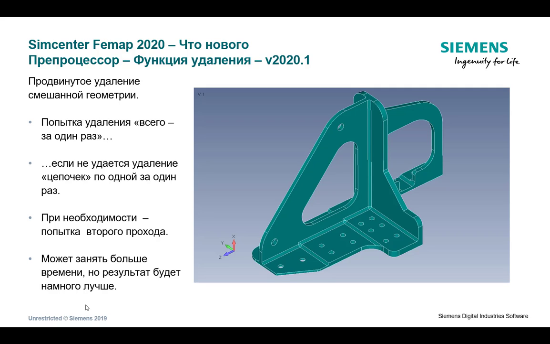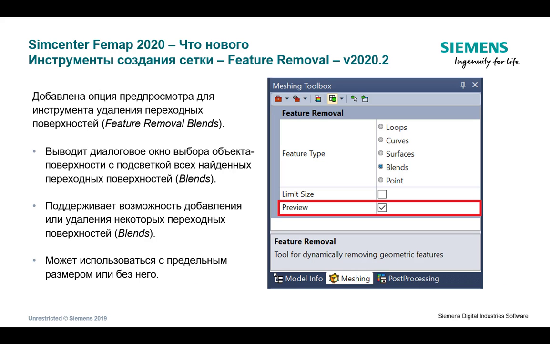It then makes a second pass through the blend chains if required, because sometimes a blend chain can be removed after other blends in the model have already been removed. Now this can take a longer time, but it does a much better job. And also what was done for 2020.1 is the removal of blends at stepped locations, which you can see here, was also improved greatly.